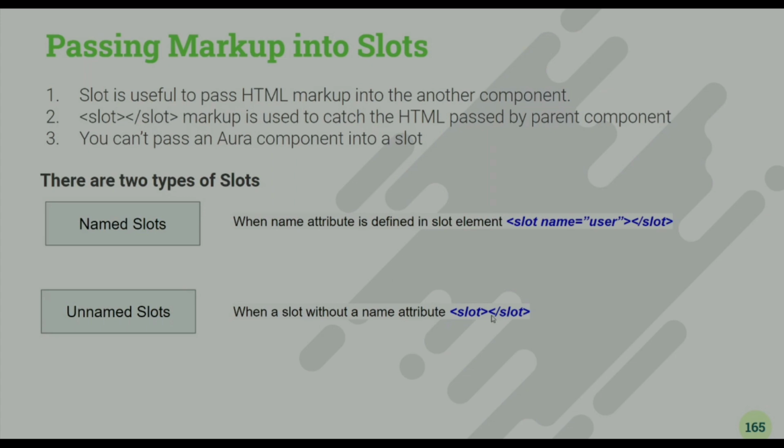So we have seen till now how to pass the data from parent to child. Now we will see how we can pass HTML from parent to child. And this is one of the important concepts to understand reusable Lightning Web Components. So let's first try to understand what is a slot, how a slot looks like, how a named slot works, and how an unnamed slot works. So let's go to our VS Code.